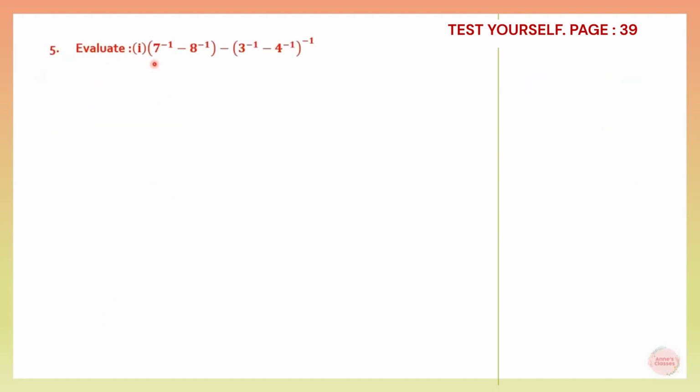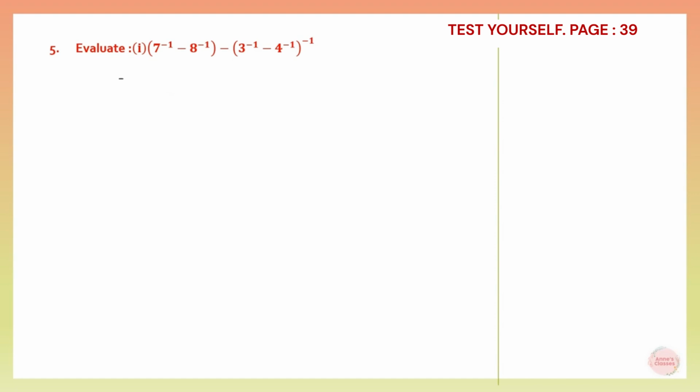Question 5, evaluate. The first one: 7 raised to the power of minus 1, minus 8 raised to the power of minus 1, minus 3 raised to the power of minus 1, minus 4 raised to the power of minus 1, and this whole thing is raised to the power of minus 1. So let's go slowly with this and do it carefully without making mistakes.